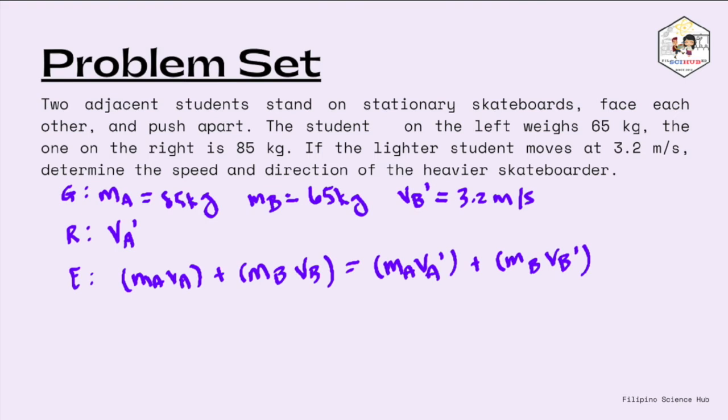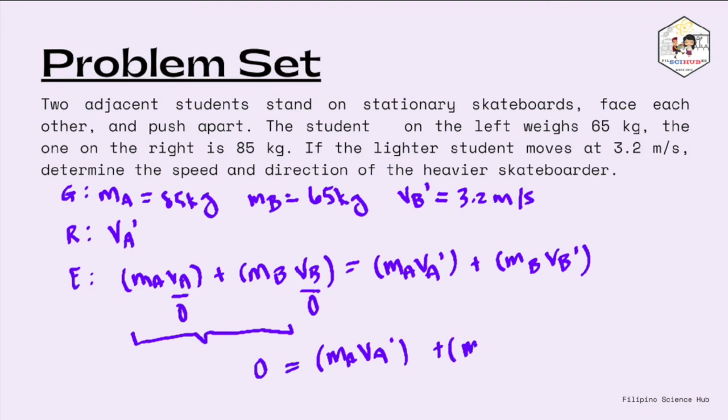Now, to help us make things easier, since the students were not moving at the beginning, we will automatically assume that their velocities will be zero. And if we have zeros here, automatically the value inside these parentheses will be zero. So automatically this side of the equation would already be zero. So our equation now would be 0 is equal to the mass of object A and the velocity of object A, their product, plus the product of the mass of object B and the velocity of object B after pushing.